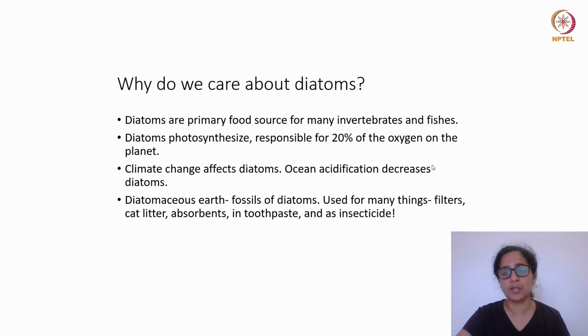Diatoms are also useful for various other applications. Diatoms preserve well as fossils. When diatoms die, they are ground up and formed into a white powdery substance known as diatomaceous earth. This can be used for various things such as filters, because it has good absorbent properties. It is also used in cat litter and in toothpaste, and also as an insecticide. In fact, you can buy diatomaceous powder and spread it in different places and use it as an insecticide.